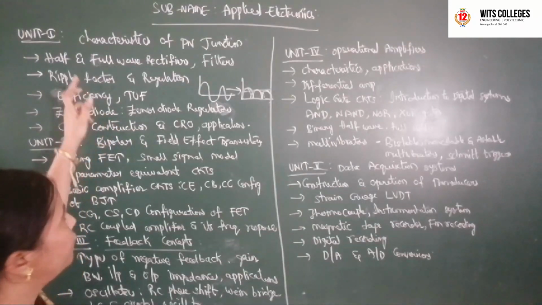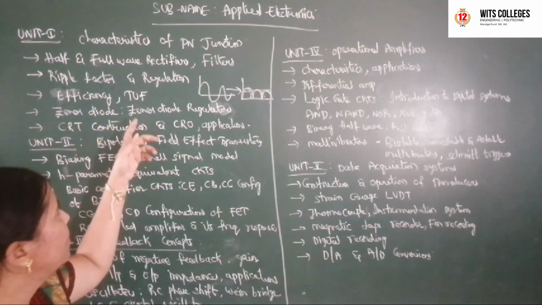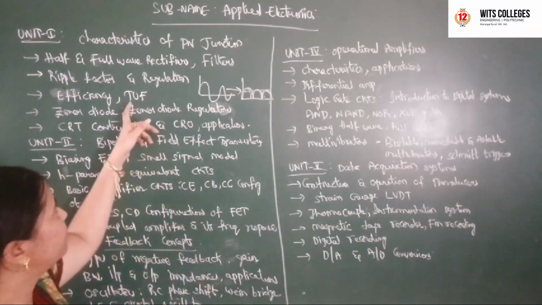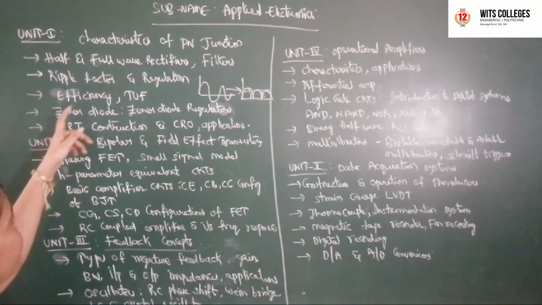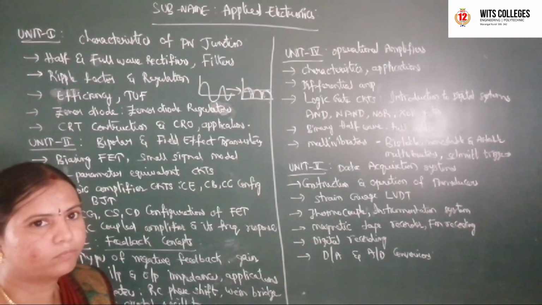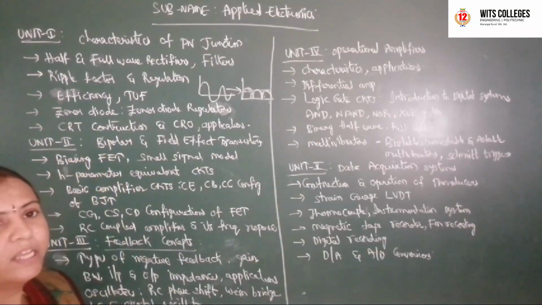What is the efficiency of half wave and full wave rectifier? You have derivation. What is transformer utilization factor? TUF means transformer utilization factor, definition ఉంటుంది. After that you can study about the Zener diode. PN junction diode next వచ్చేసేది Zener diode.